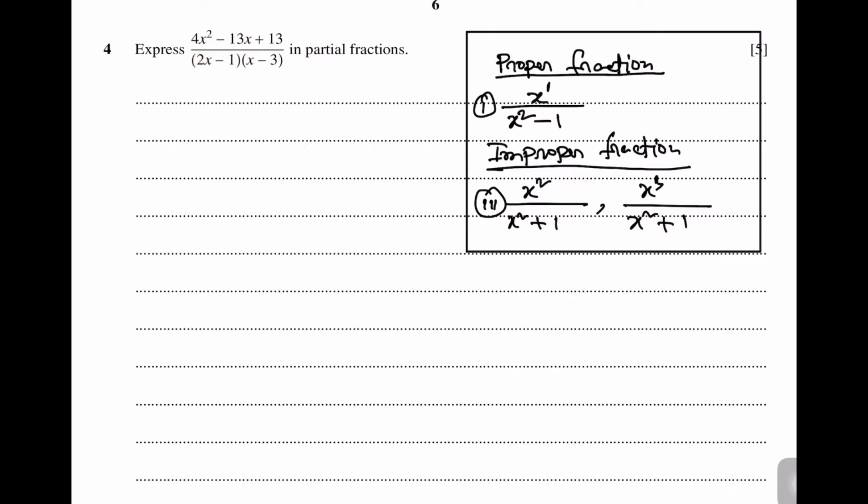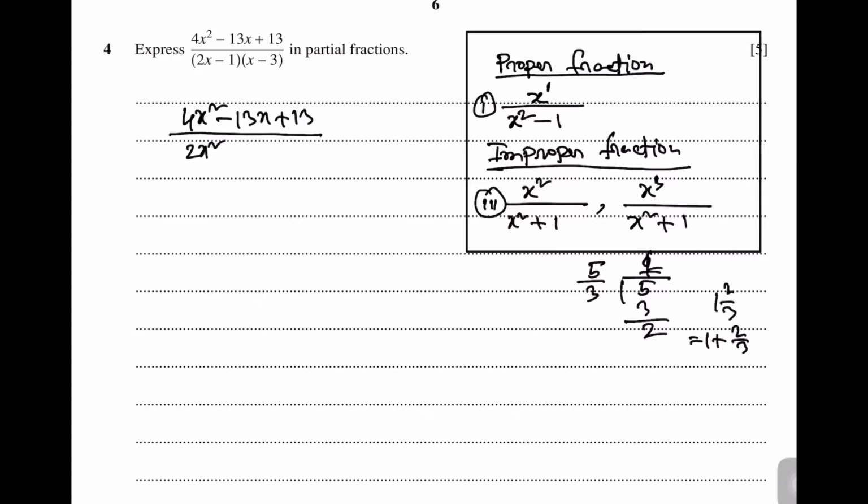So make the fraction a mixed fraction. Suppose 5 divided by 3. If we divide it by 3, one times is 3. So we can write it as 1 and 2 by 3, or 1 plus 2 by 3. Remove the bracket. 2x square minus 6x and then minus x, so minus 7x plus 3.